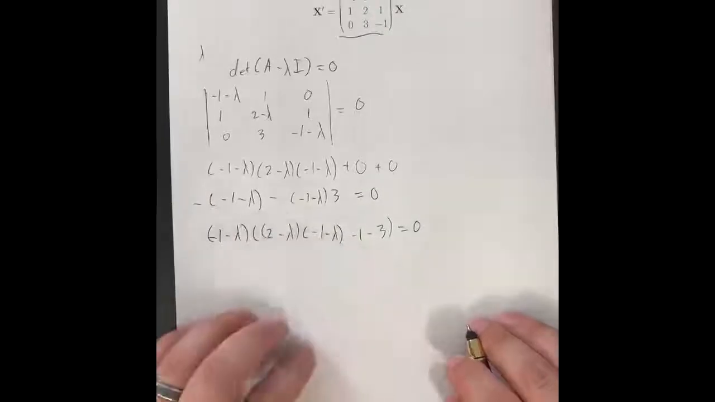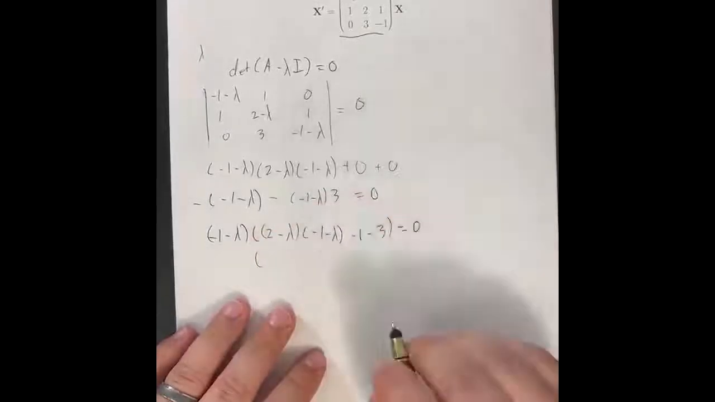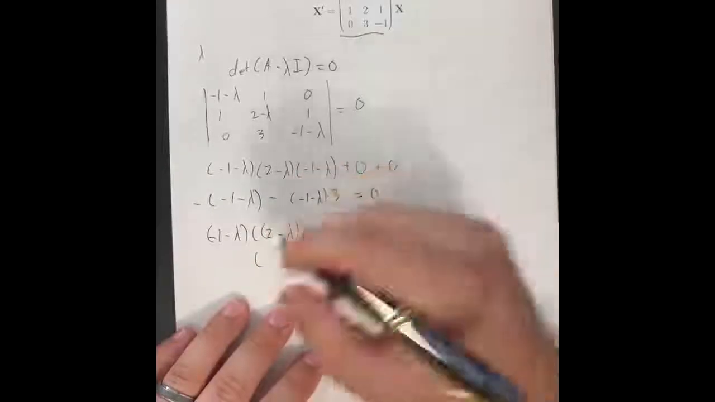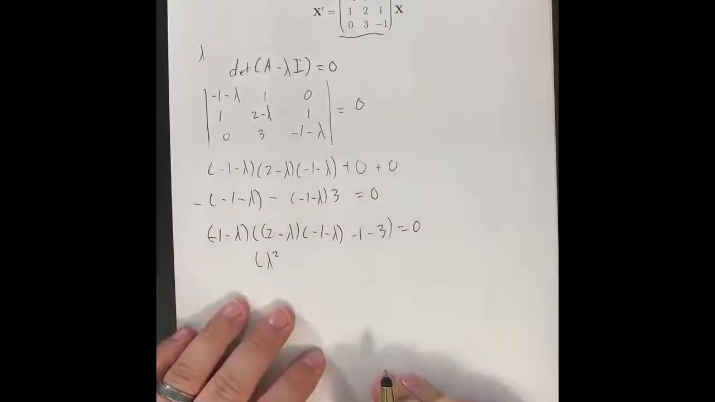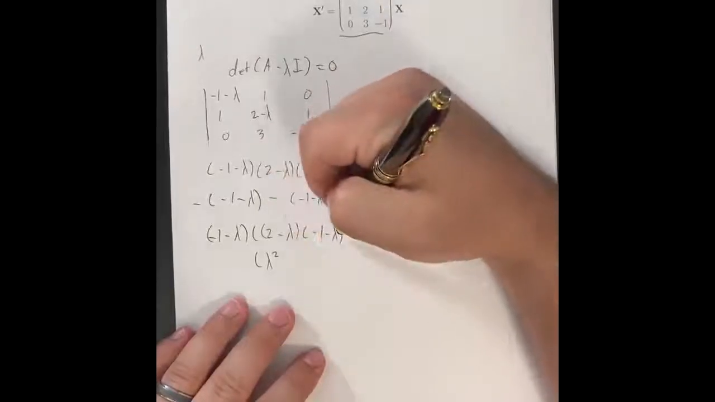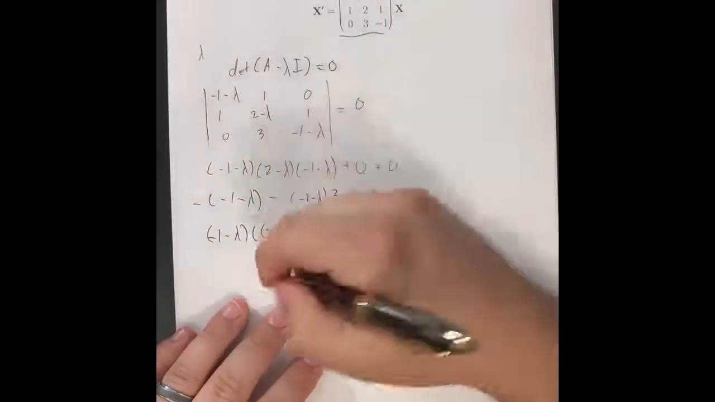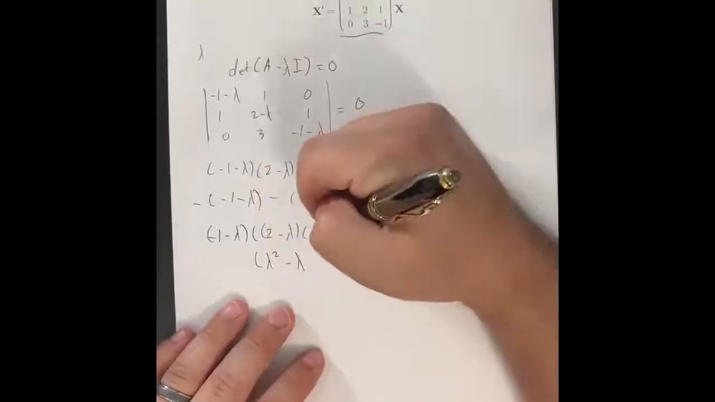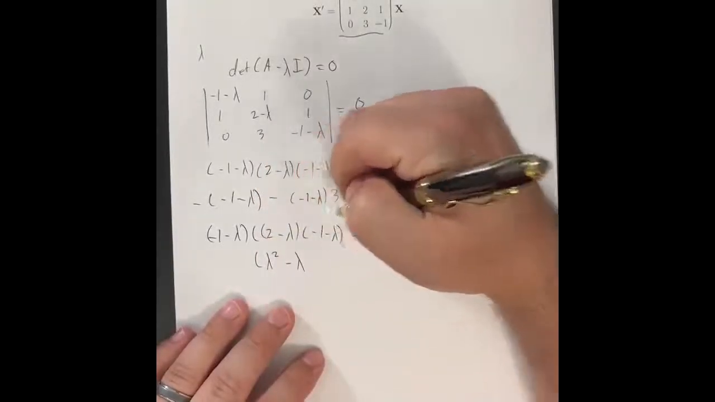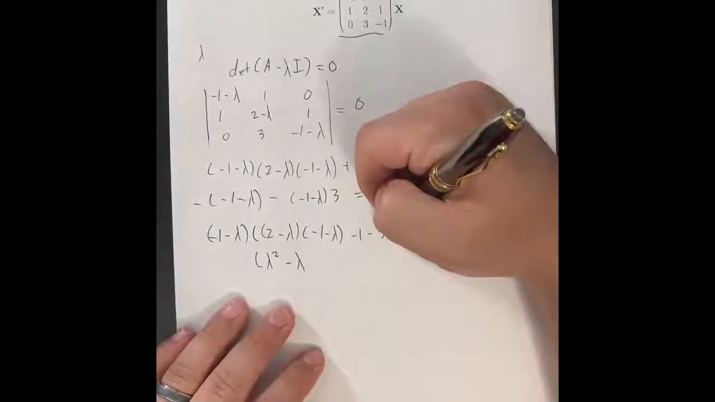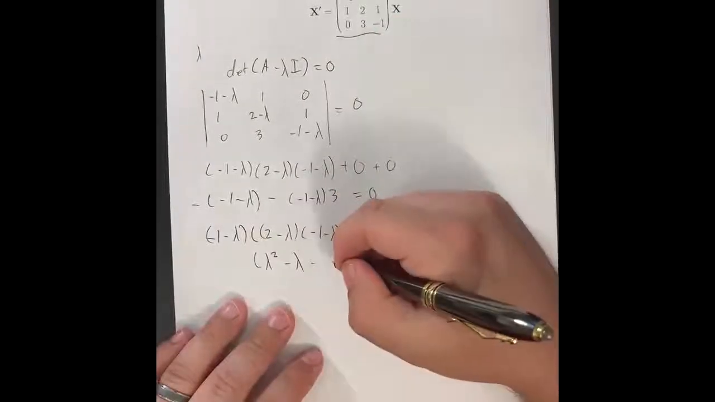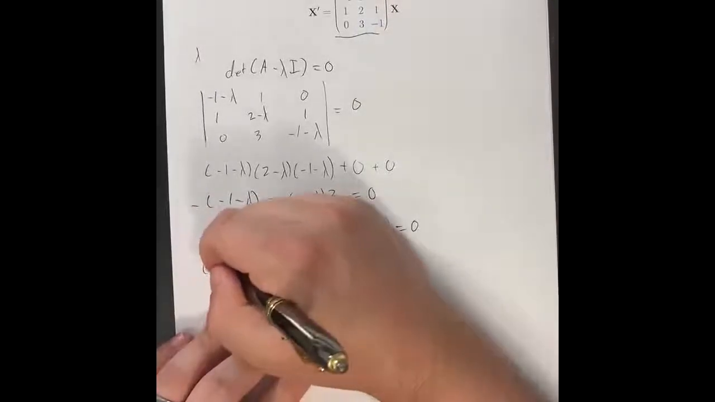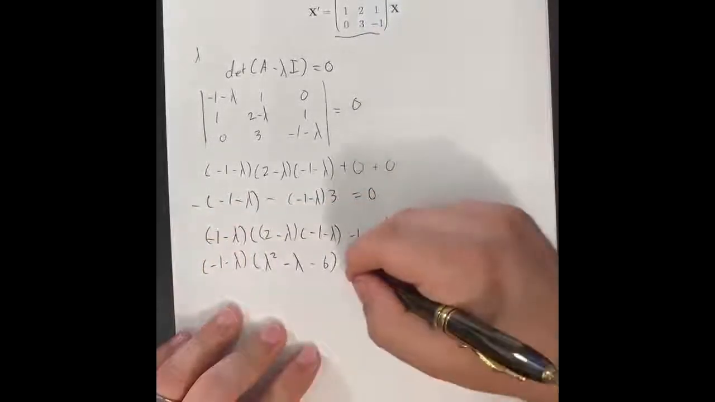Okay, and then if we distribute this part out, we can't factor anything. Let's see, we have negative lambda, that's positive lambda squared. We have a negative 2 lambda plus 1 lambda is minus lambda. And then we have a minus 2, minus 1, minus 3. So that's going to be minus 6. And we solve this term, minus 1 minus lambda.